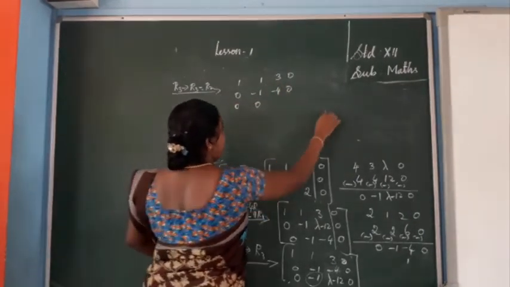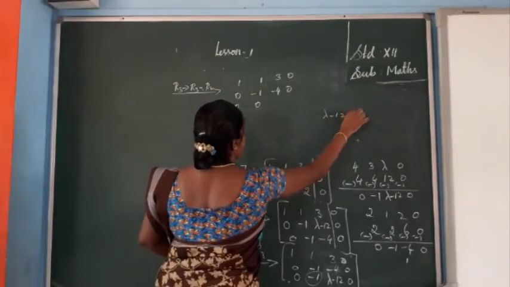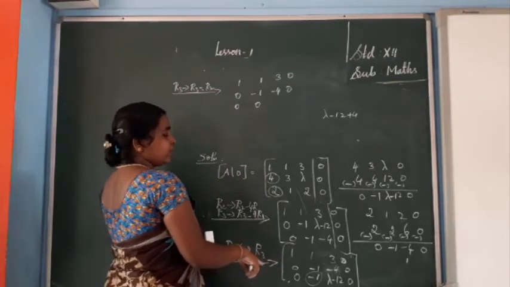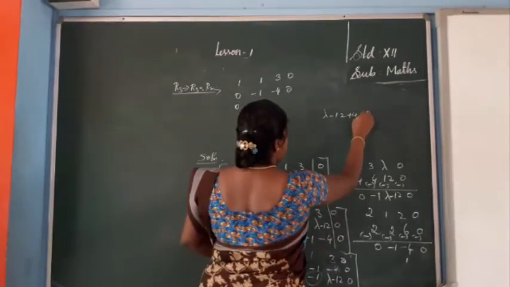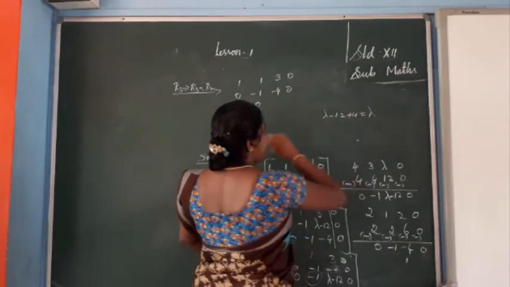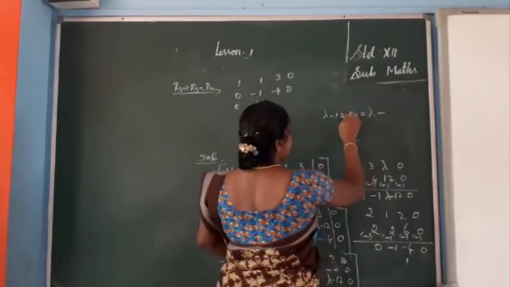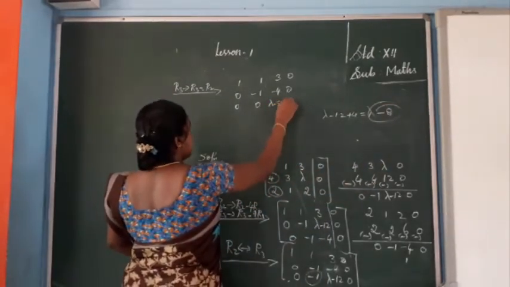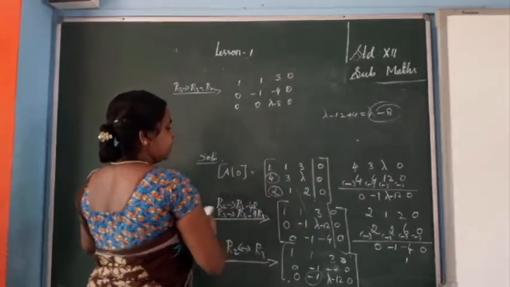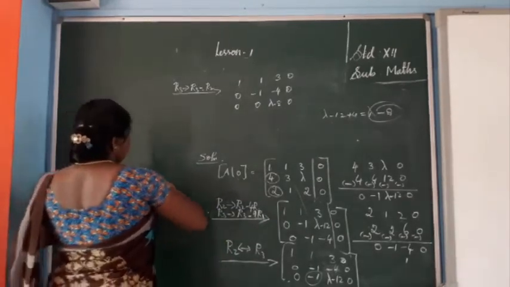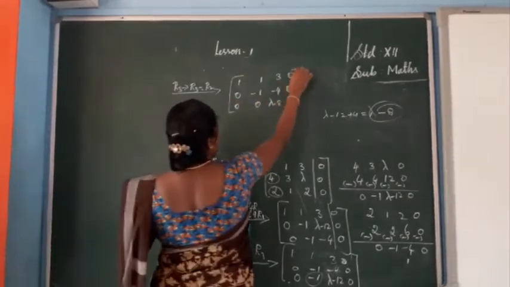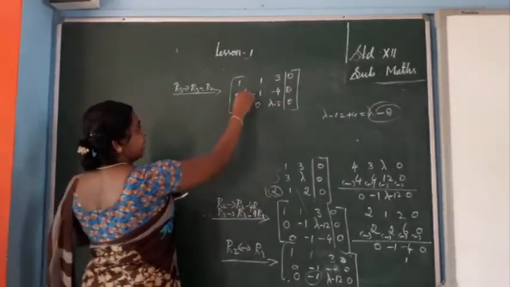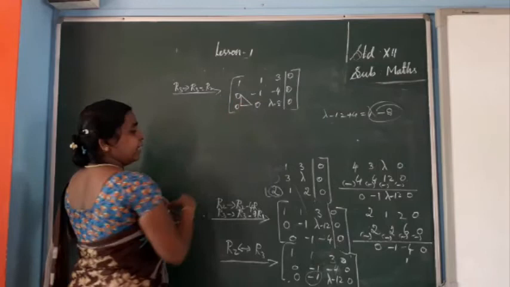Then lambda minus 12 plus 4. So minus into minus, here minus is there, so minus into minus is plus. So plus 4, what does it get? Lambda. So minus is greater, so minus 12 plus 4 is minus 8. So we get lambda minus 8. Next place 0 only, 0 minus 0 is 0. Okay, let's see. This is the echelon form. You see, we got the echelon form.